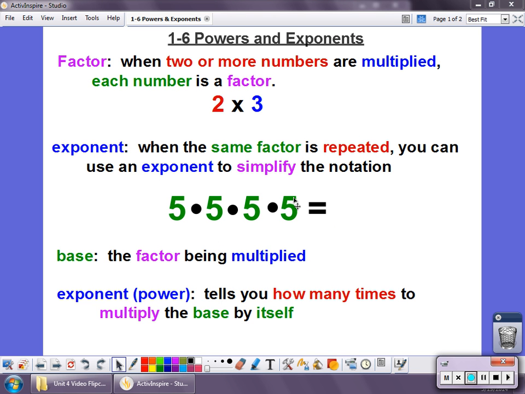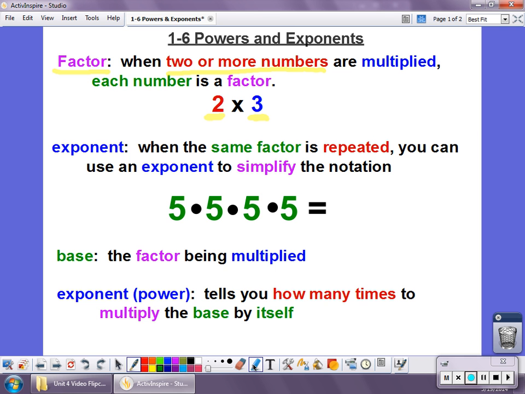Powers and exponents refer to the same thing. And when you have a power or an exponent, it involves multiplication. So let's review a couple of multiplication terms before we get started. A factor is two or more numbers that are multiplied together. So in this sentence down here, 2 is a factor and 3 is a factor. And just so you don't forget, the answer we would get would be called a product.